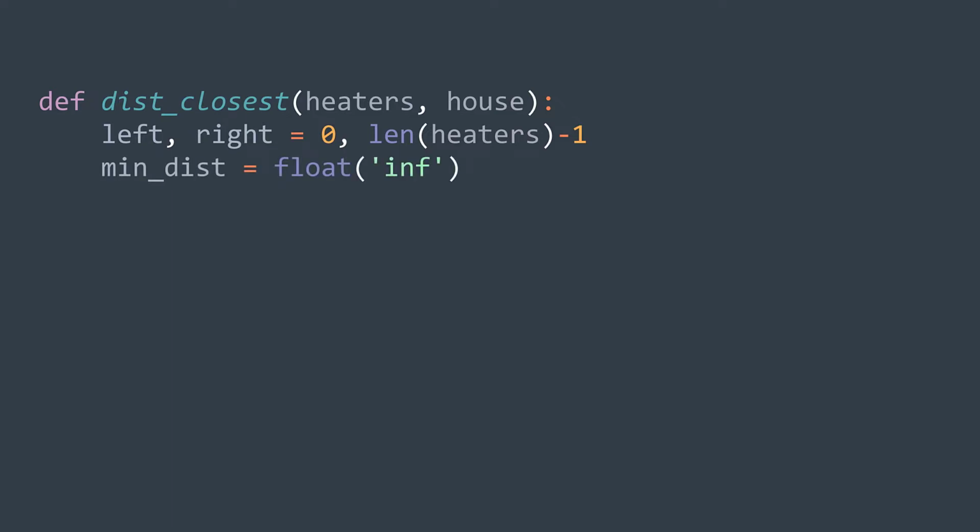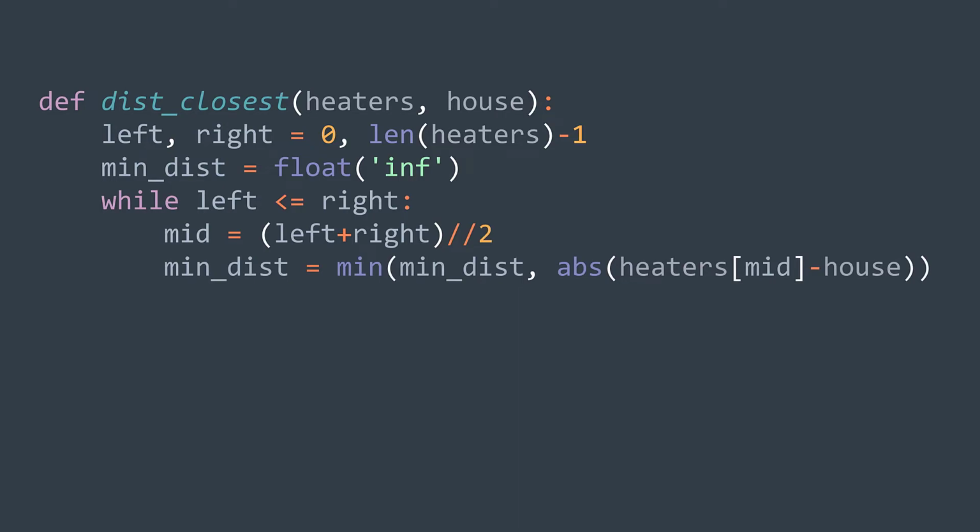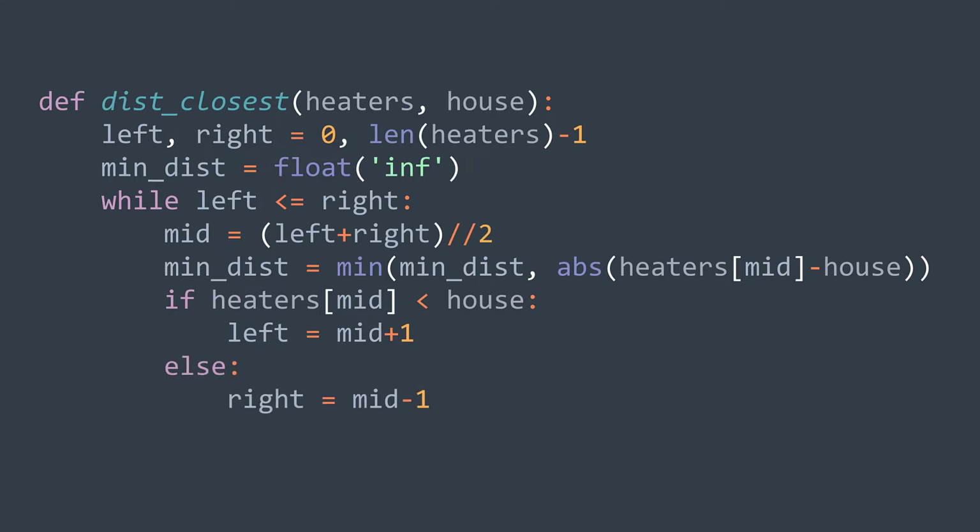We initialize minDist to infinity, then while left is smaller than or equal to right, we start by calculating mid-index, left plus right divided by 2. After it, we check if we replace minDist. MinDist becomes min between its actual value and the distance between the house and the heater at position mid. After it, we check if we go to the left or to the right part. If heaters of mid is smaller than house, we go to the right part. Left becomes mid plus 1. Else, we go to the left part. Right becomes mid minus 1. After the loop, we return minDist.